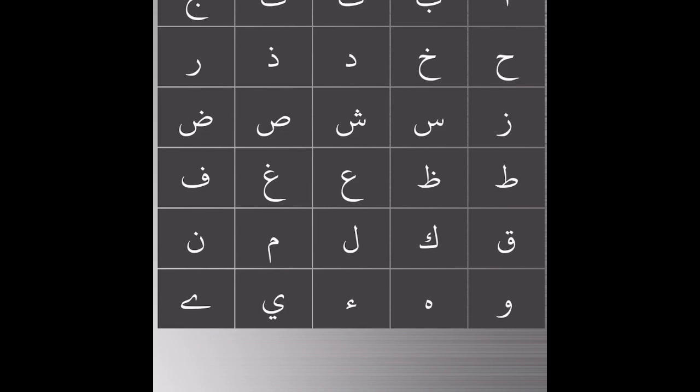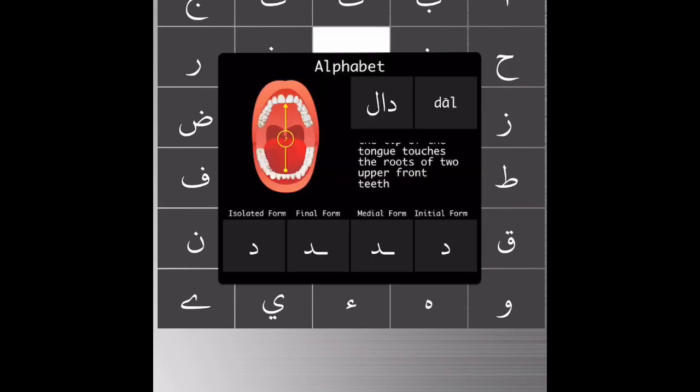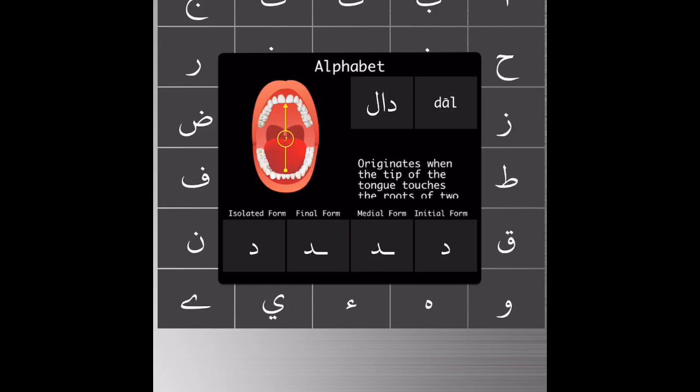Next letter is dal. D-A-L. Dal. Has a D sound in English. This is a fairly easier one than the other letters.